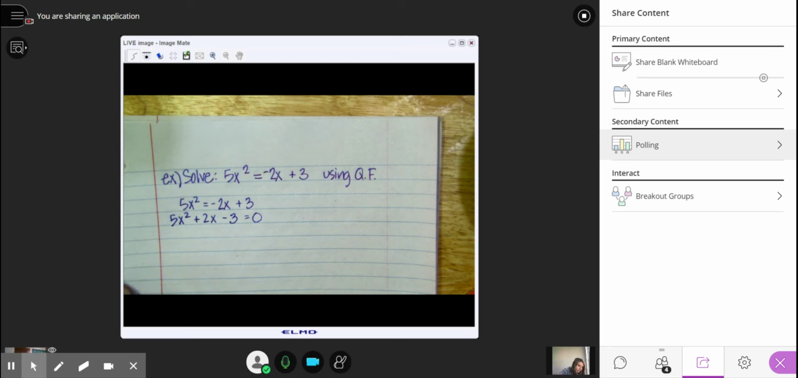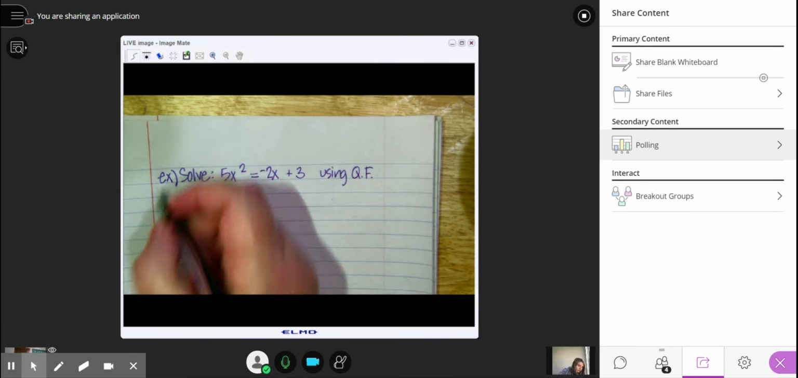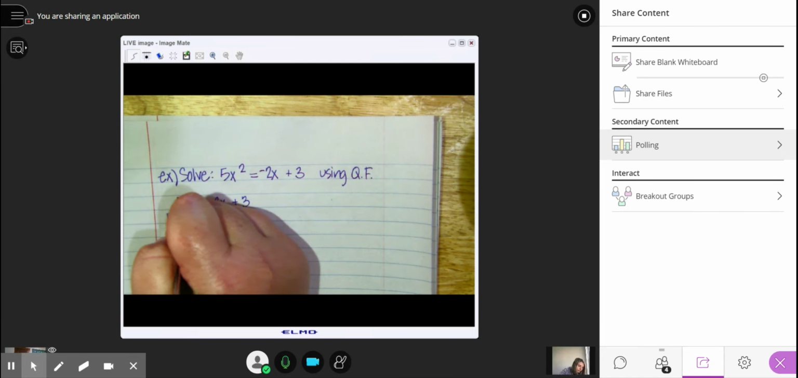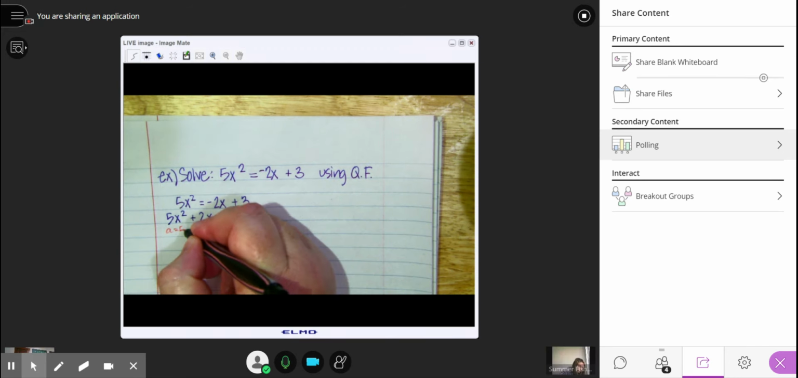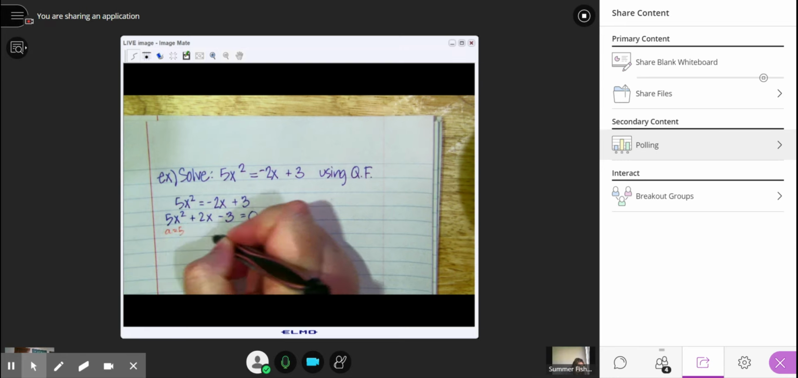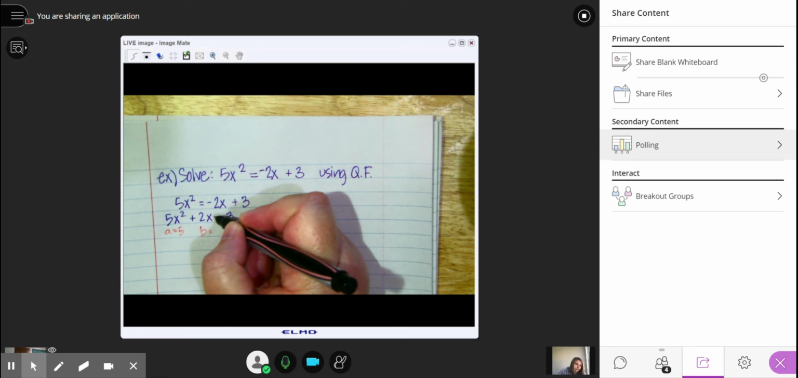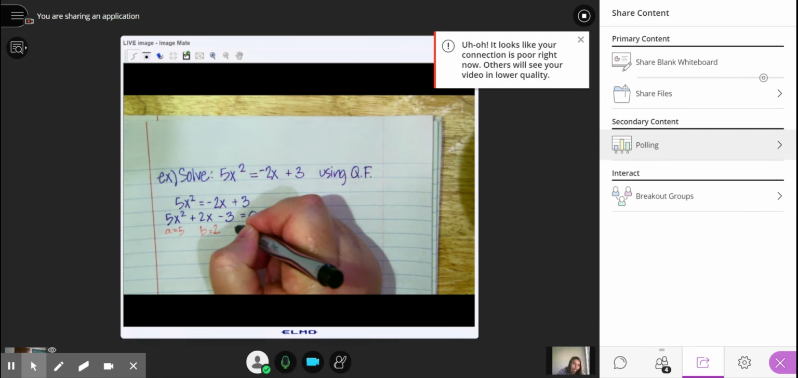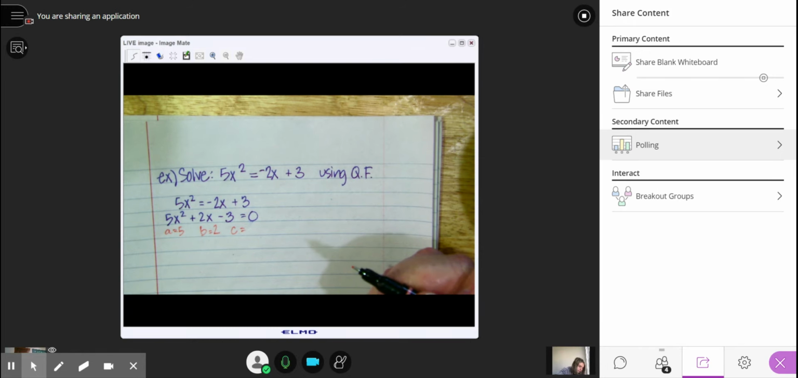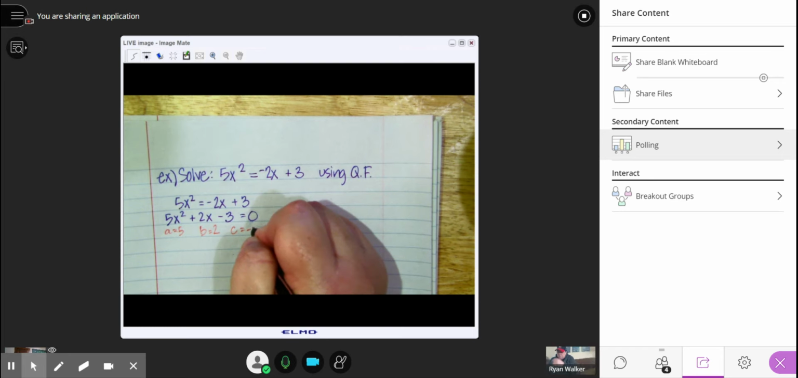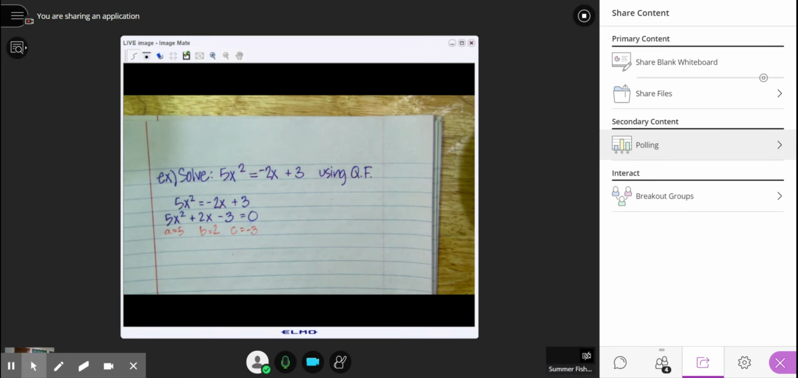Then we want to identify our A, B, and C. In this case, our A would equal 5, B would equal 2, and C would equal negative 3.